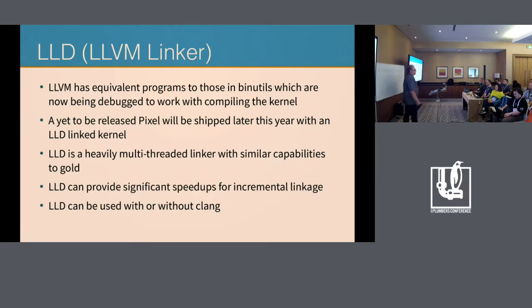However, there are certain companies that desperately want to move to something that is all LLVM related, and as a result, work has been put into LDD to the point now where there are products getting ready to ship later this year that are 100% LDD linked. And one of those is very likely one of the next versions of the Pixel. I don't know which one, but apparently one of the Pixels later this year will be shipped with a 100% LDD linked kernel.